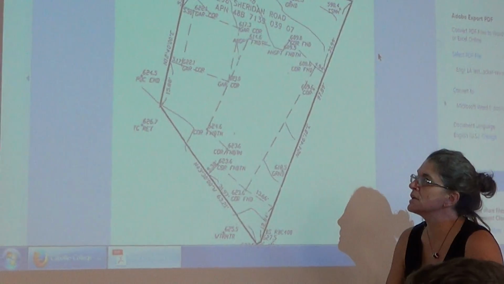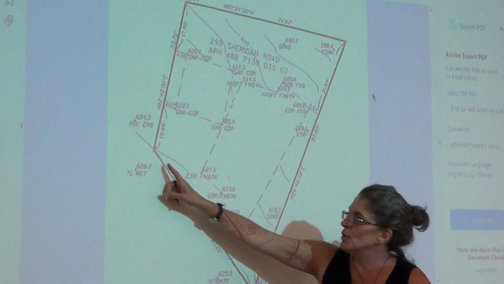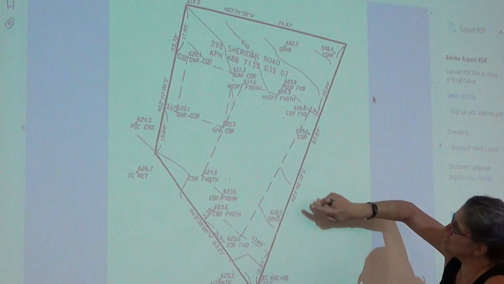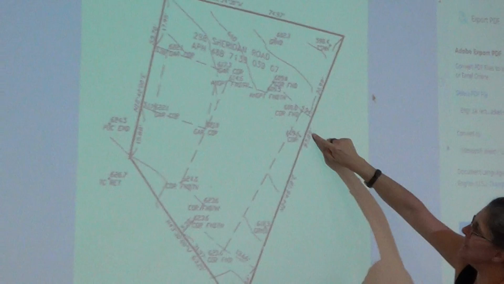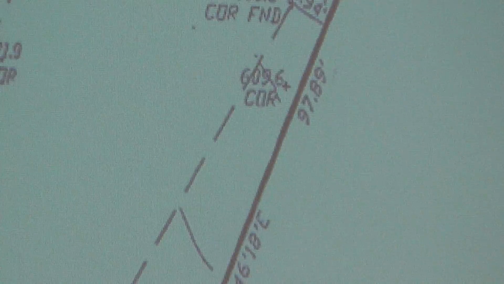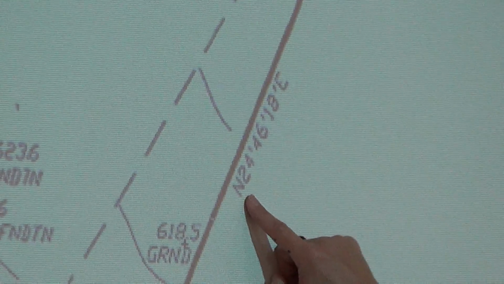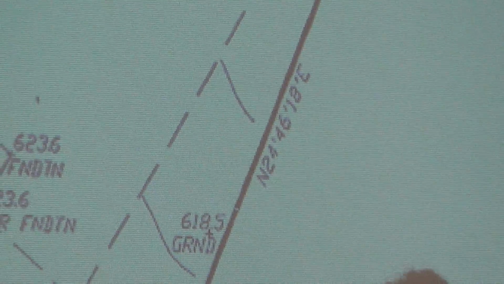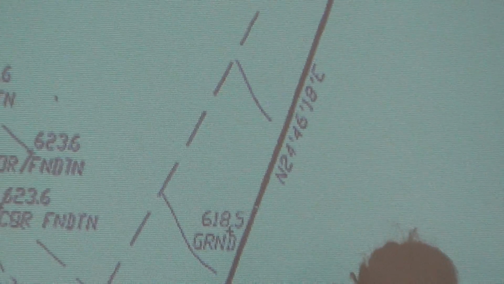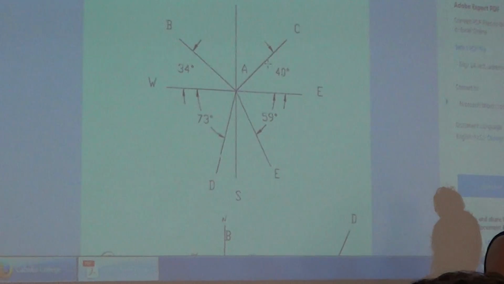Okay, so let's take a look at this for a minute. You notice that each line on the edge of the property is described by an angle and a distance. What kind of angle is that? A bearing. It starts with north or south, and it ends in east or west. Okay, so now here are some examples.